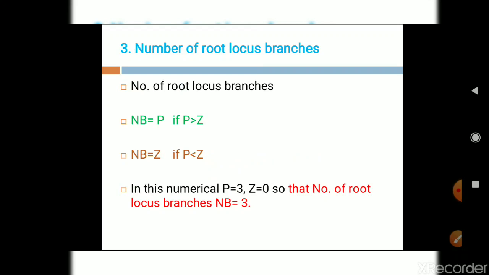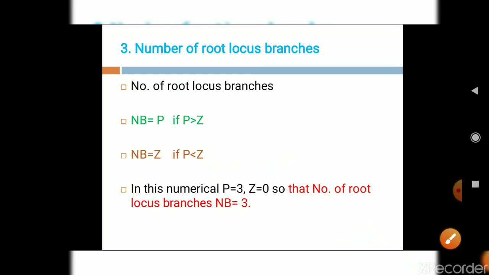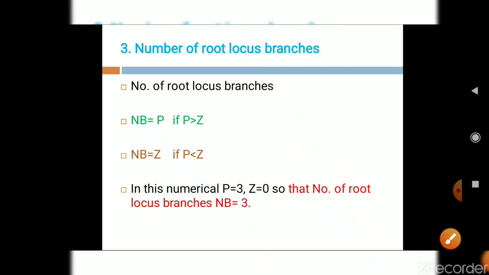Here I have to find the number of root locus branches which are tending towards infinity. The number of root locus branches is max of p comma z, meaning the maximum of p comma z. I know that here the number of poles is 3 and the number of zeros is 0, so the maximum is 3. So the number of root locus branches is 3 for this given transfer function.